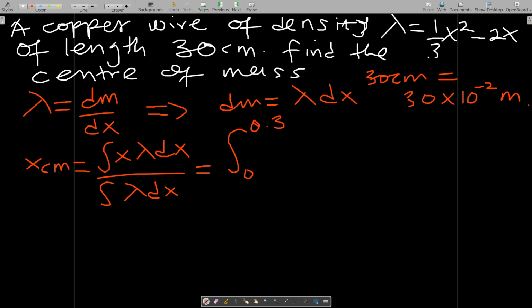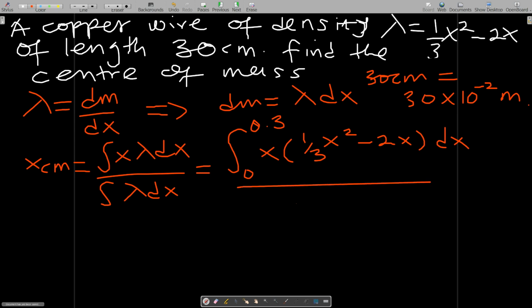Then x into lambda is 1/3 s squared minus 2x, dx, over the integral of lambda, so 1/3 s squared minus 2x, all dx. Mind you, s is running from 0 to 0.3, so that is also the limit for the bottom one.